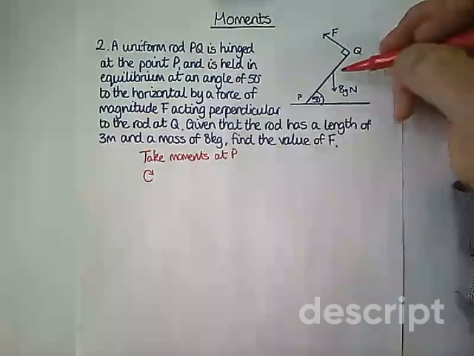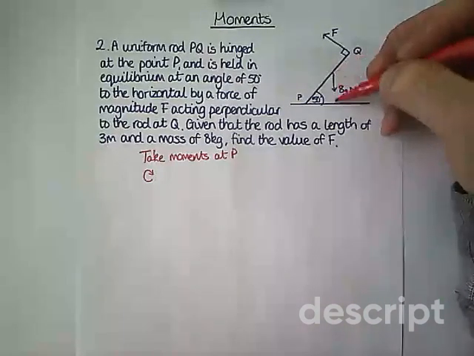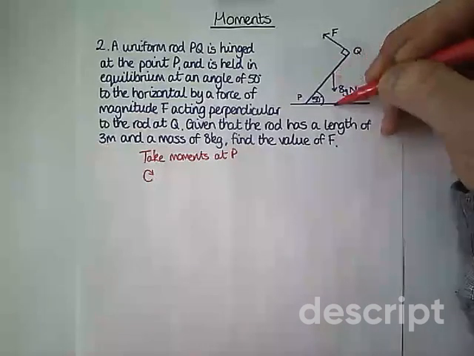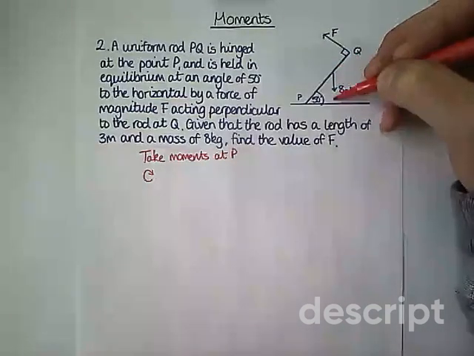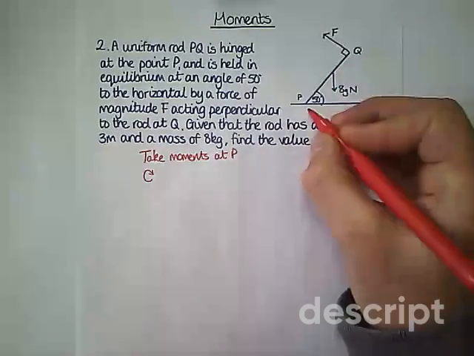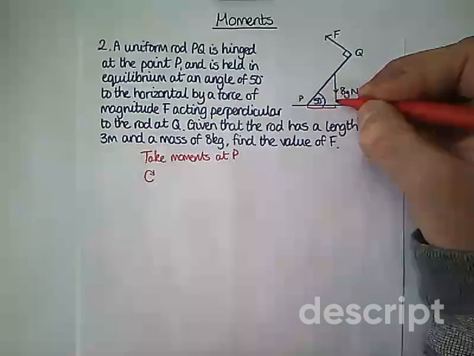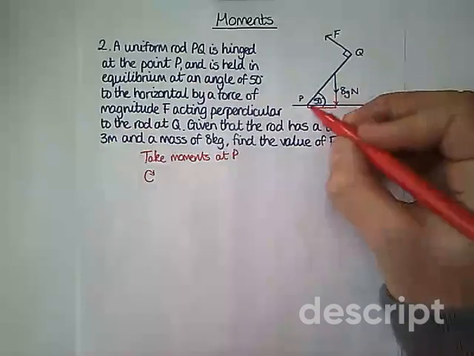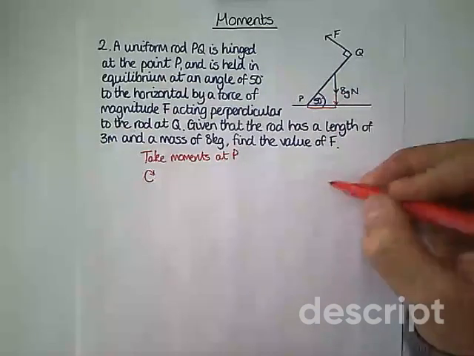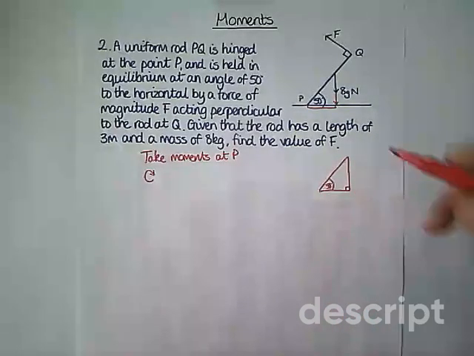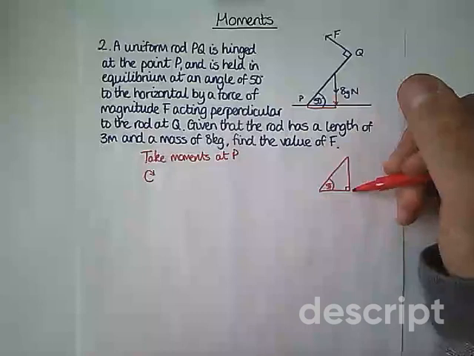So my clockwise moments are going to be created by the weight of the rod. Now, this is acting vertically downwards. What I actually want to find is this length here. If I extend this down, I've made a right angle triangle here. Let me just draw it out for you if you're not sure. I want to try and find this length because then I can multiply the force by the perpendicular length.